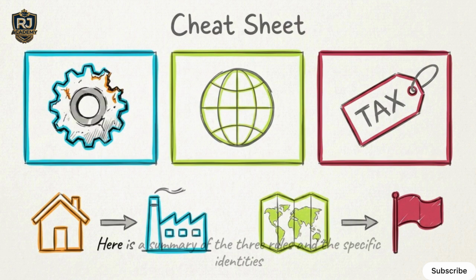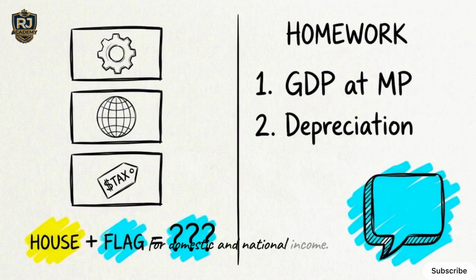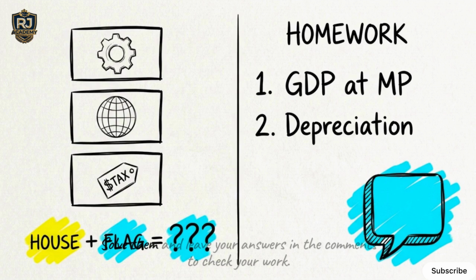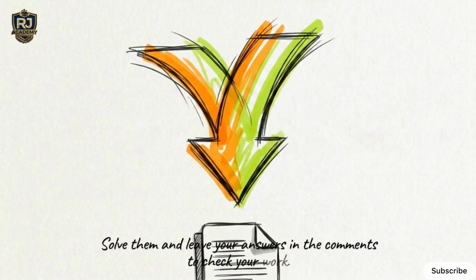Here is a summary of the 3 rules and the specific identities for domestic and national income. I've listed 2 practice problems on the screen. Solve them and leave your answers in the comments to check your work.